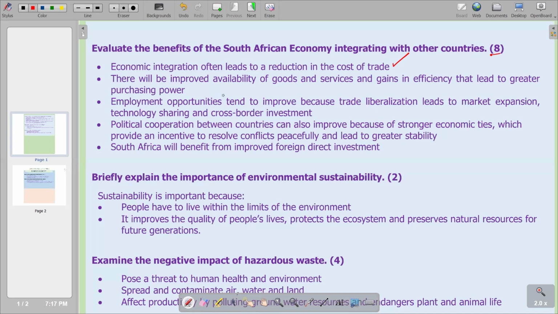Obviously, availability of goods and services is going to improve. And remember, we've got some goods that are being imported. Obviously, more are going to be imported as the cost is now lower. So this is what we have on the second part.